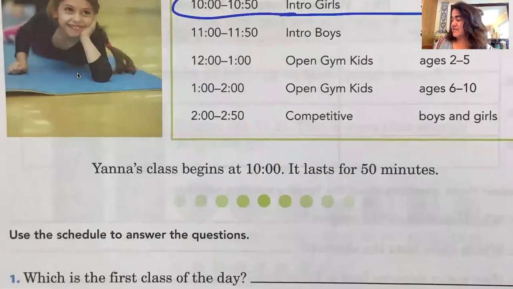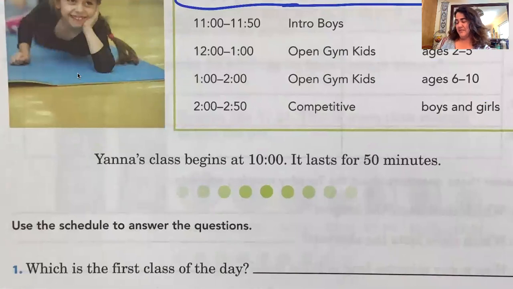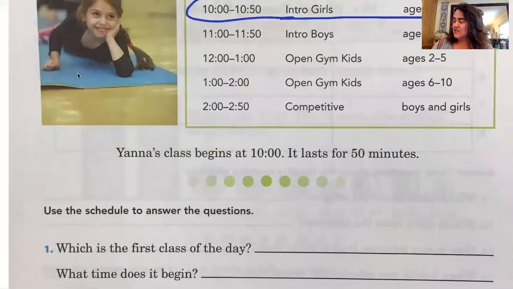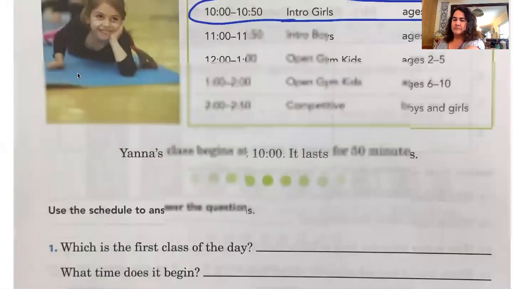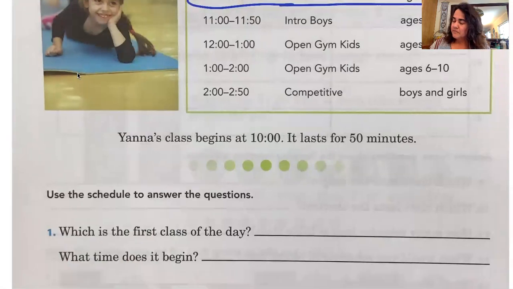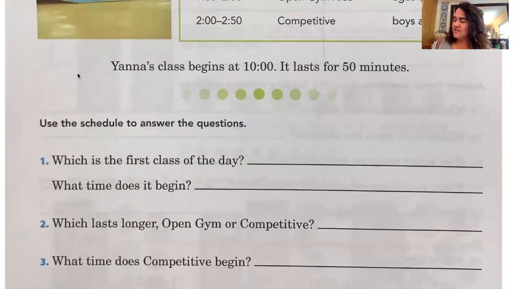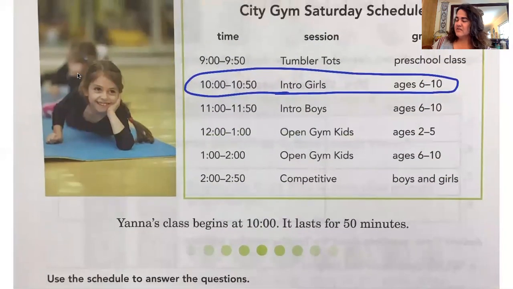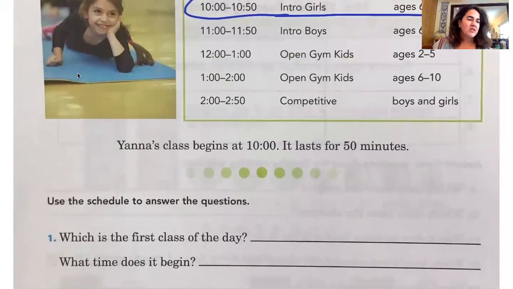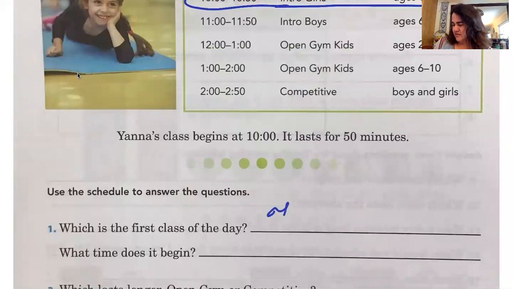Let's see. Yana's class begins at 10. It lasts for 50 minutes. Good work, second graders. We're going to use the schedule to answer these questions. Are you ready? Here we go. Which is the first class of the day? Which class is the first class of the day? Bradley. Tumbler tots. Very good. So everybody's going to write tumbler tots on that line.